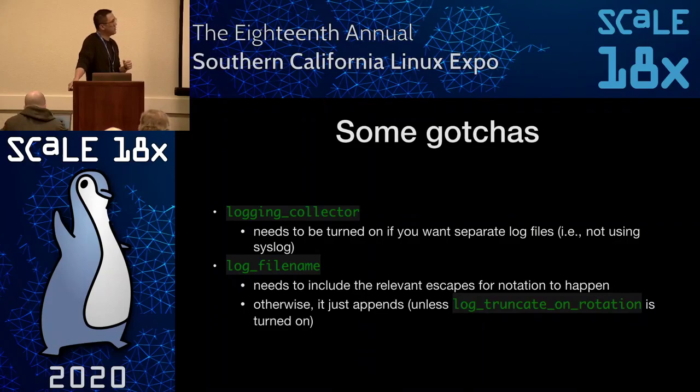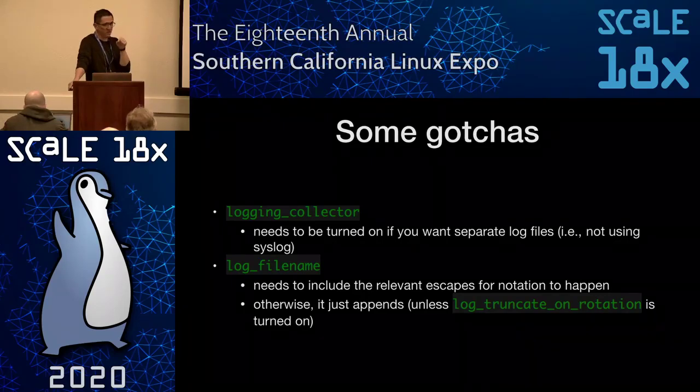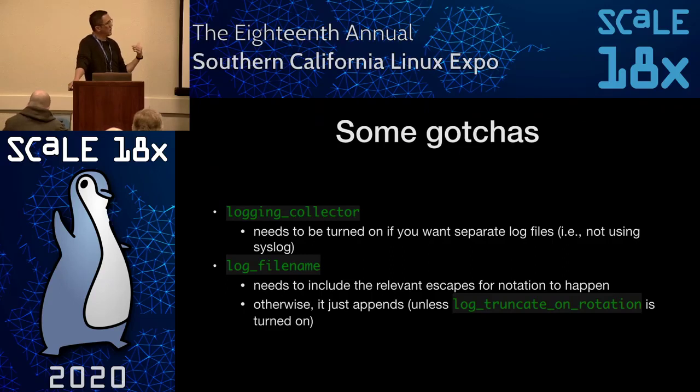So logging_collector: if you are using syslog and you have turned off logging collector, and then you need to switch back to stderr or log to separate files, you need to make sure logging collector is on. I've seen some situations where people forgot to turn it back on, and then they're like, I turned on logging stuff, but I don't see it. I can't find anything. It's probably because logging collector is turned off.